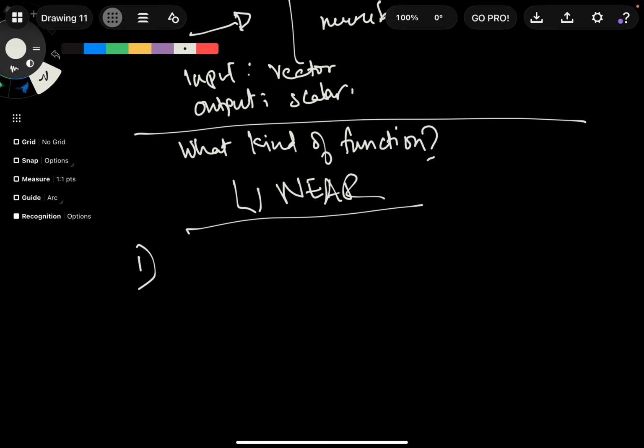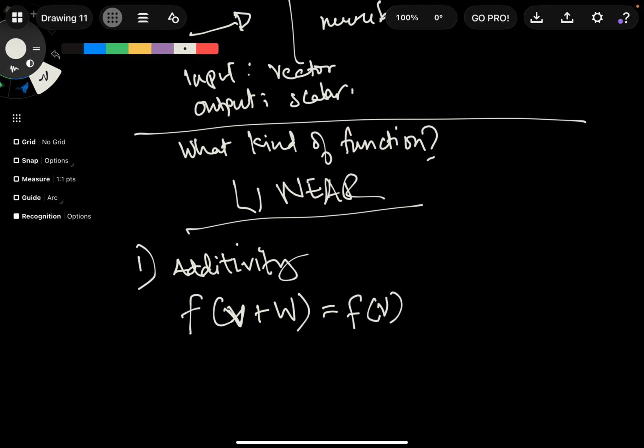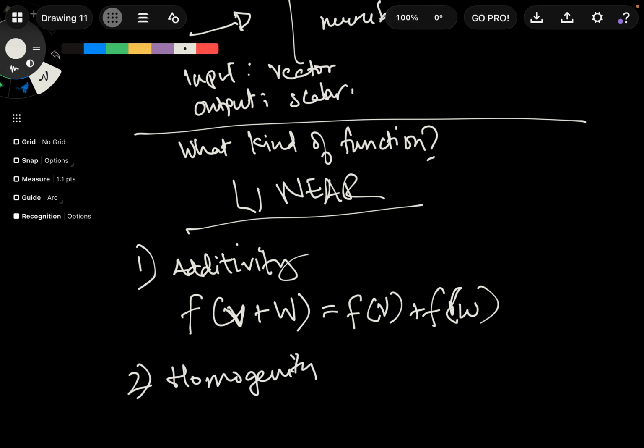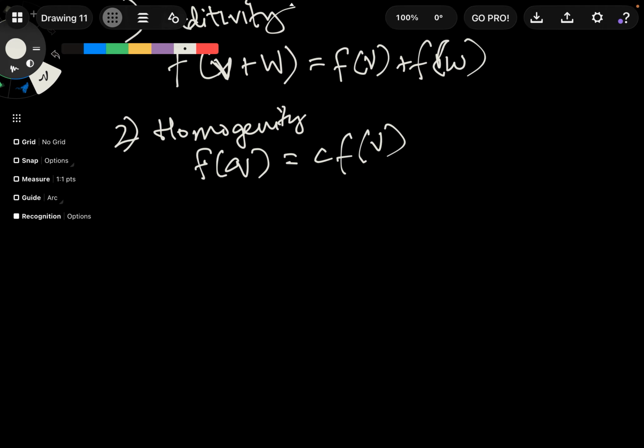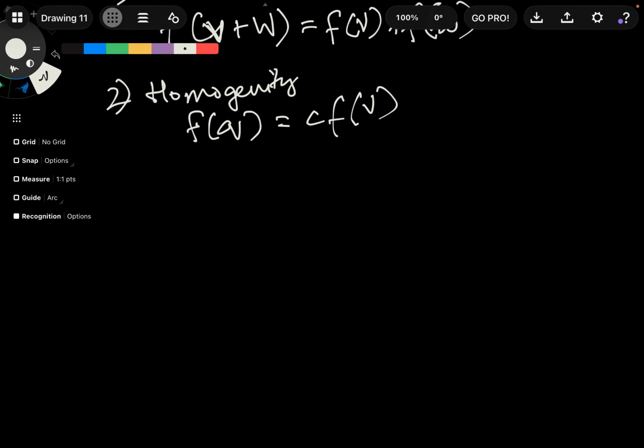So what does this mean, linear? It means that it has to satisfy these two axioms. Is that the word? I'm not sure. It has to satisfy additivity, which means f of v plus w is equal to f of v plus f of w. And it has to satisfy homogeneity, which means that f of cv is equal to c f of v. These are the conditions that our function has to respect.